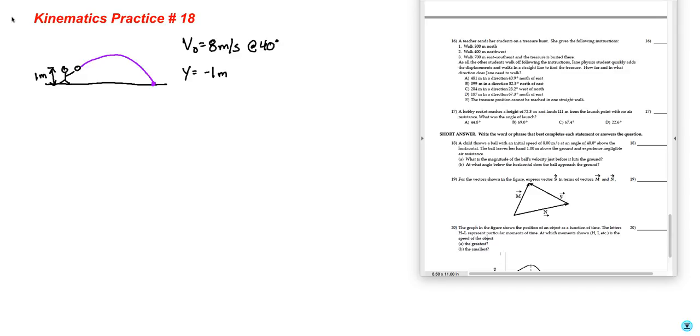So it asks, a child throws a ball with an initial speed of 8 meters per second at an angle of 40 degrees above the horizontal. The ball leaves her hand 1 meter above the ground and experiences negligible air resistance. What is the magnitude of the ball's velocity just before it hits the ground? And at what angle below the horizontal does the ball approach the ground?